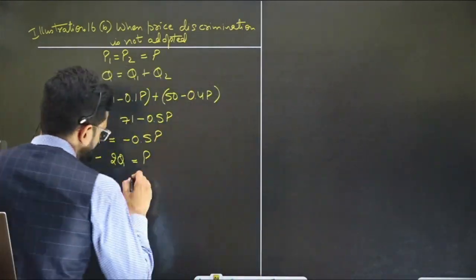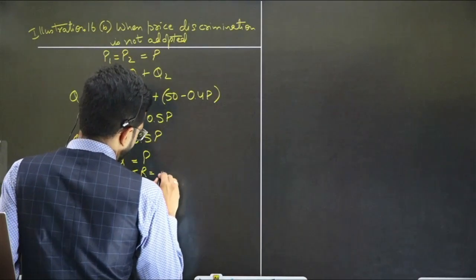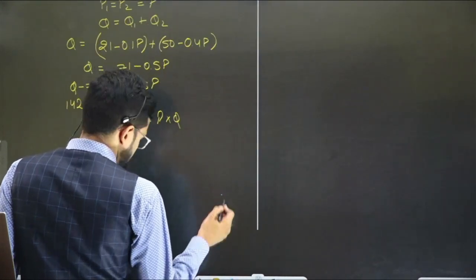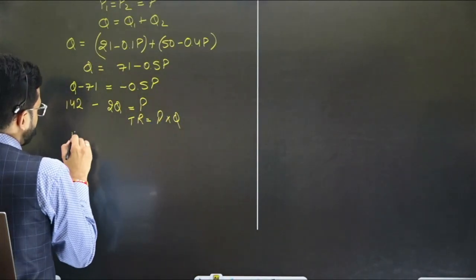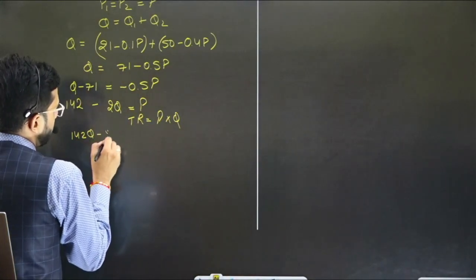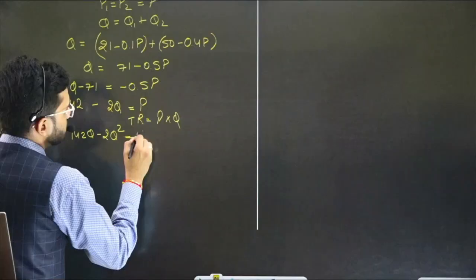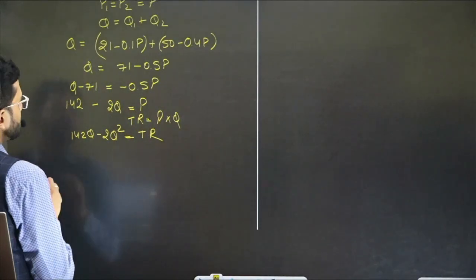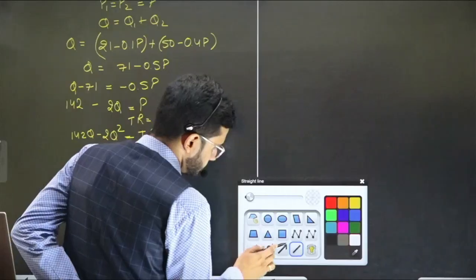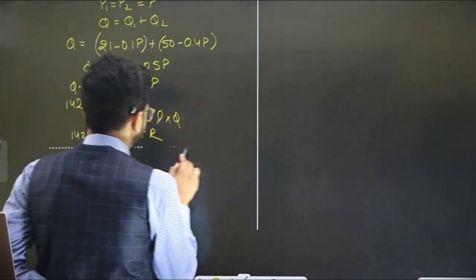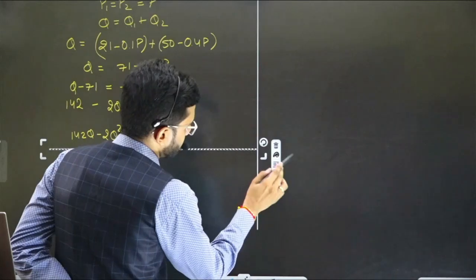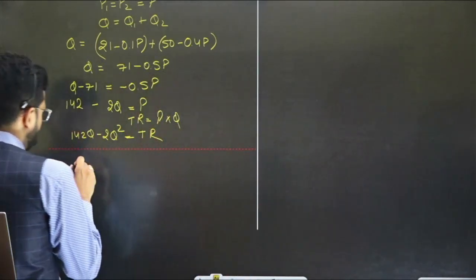Now what is the total revenue function? Total revenue is equal to P multiplied by Q. It is 142Q minus 2Q square. Now what is the profit maximizing level of output? MR is equal to MC.